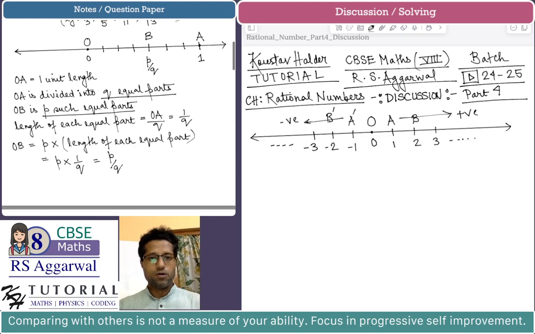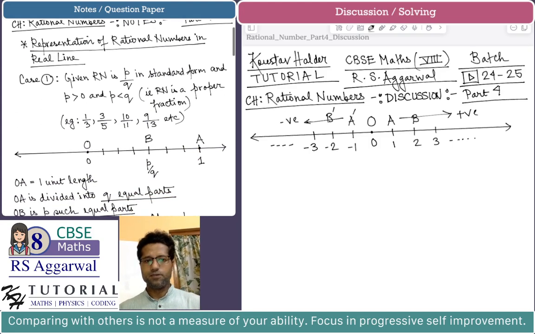Anyway, the first case: given a rational number p by q, which is already in standard form, meaning the denominator is positive and the numerator and the denominator, that is p and q, do not have any common divisor except 1, and the rational number p by q is positive, that is p is greater than 0, and the rational number is less than 1, meaning p is less than q, that is the rational number is like a proper fraction. Examples are 1 by 3, 3 by 5, 10 by 11, 12 by 13 and so on. How do we represent this kind of rational number on the real line?